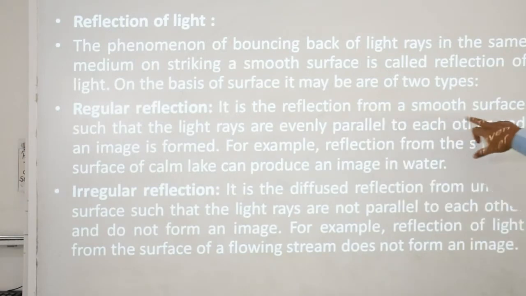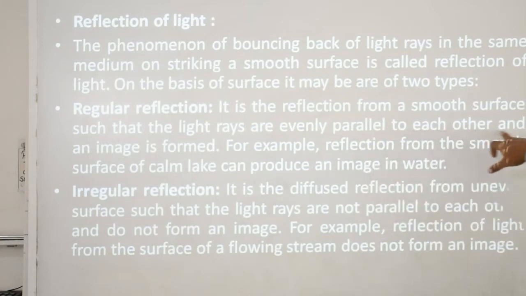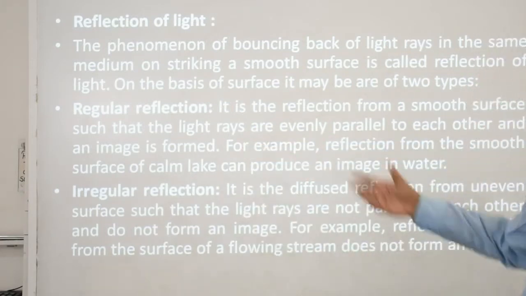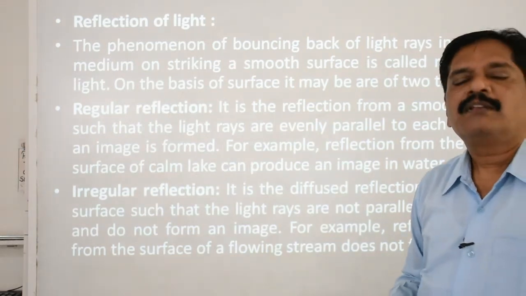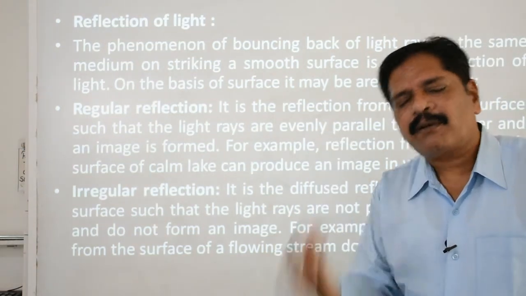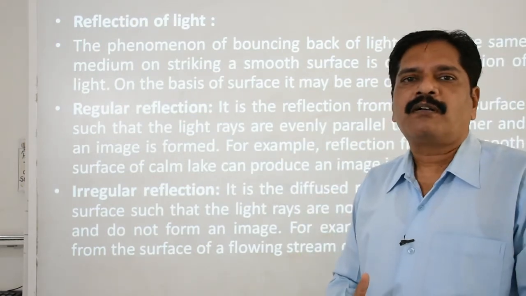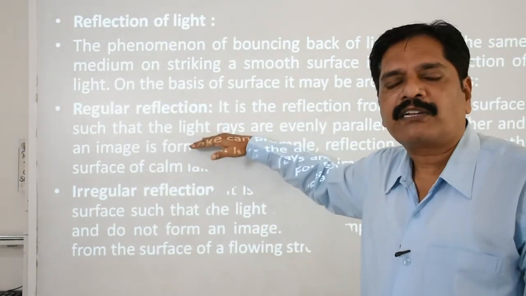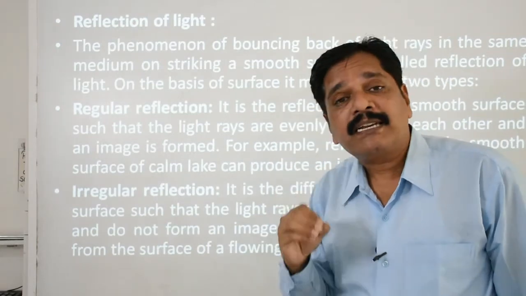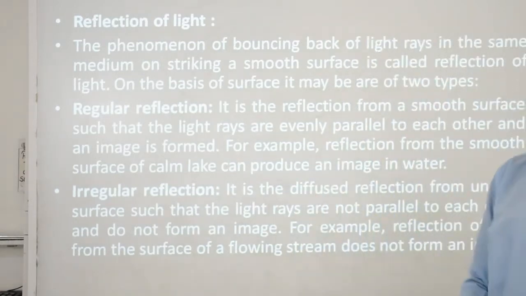It is the reflection from a smooth surface, such that the light rays are evenly parallel to each other and an image is formed. Just like that, the reflection from the smooth surface of a calm lake can produce an image in water. Okay, the very simplest example, you are quite familiar with this: when you stand in front of a plane mirror, you get the same thing. Clear? Now, for regular reflection, what is the basic need? The basic need of regular reflection is a smooth and plain surface. It should be 100% reflective.